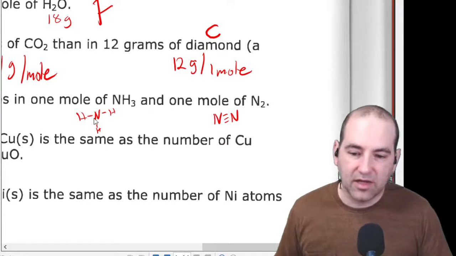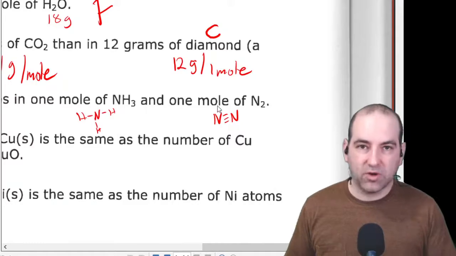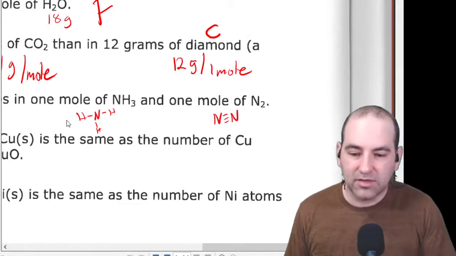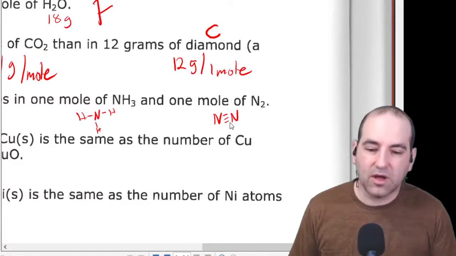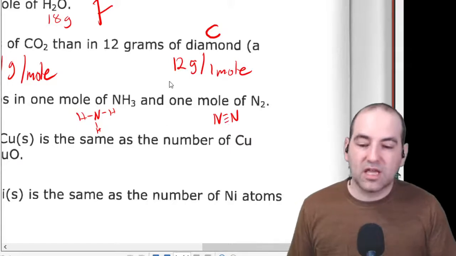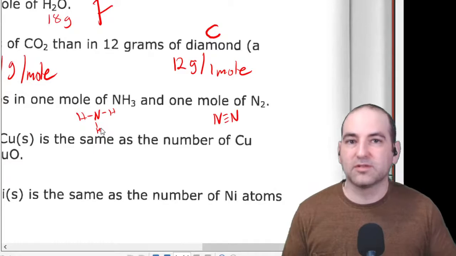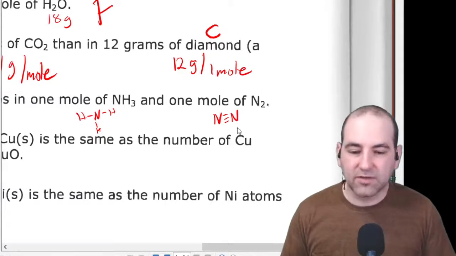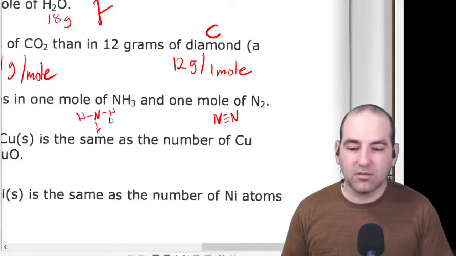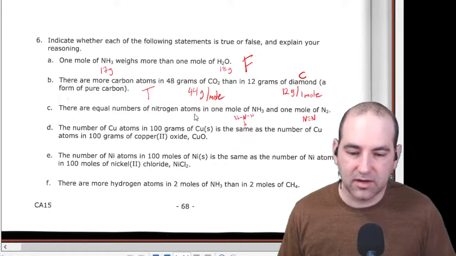If we have the same number of these, let's just look at an easier number. Let's look at a dozen. If we have a dozen of these and a dozen of these, which one has more N atoms? Obviously, it's the one on the right, right? Because if you've got 12 of these, you've got 12 N's. If you've got 12 of these, you've got 24 N's because there's 2 for each. So that's the same way with moles. We can always make that equivalence when we're thinking about these things. If you don't like moles, use dozens. So there's definitely going to be more nitrogen atoms in a mole of N2 than in a mole of NH3. And so this one is false. There are not equal numbers.